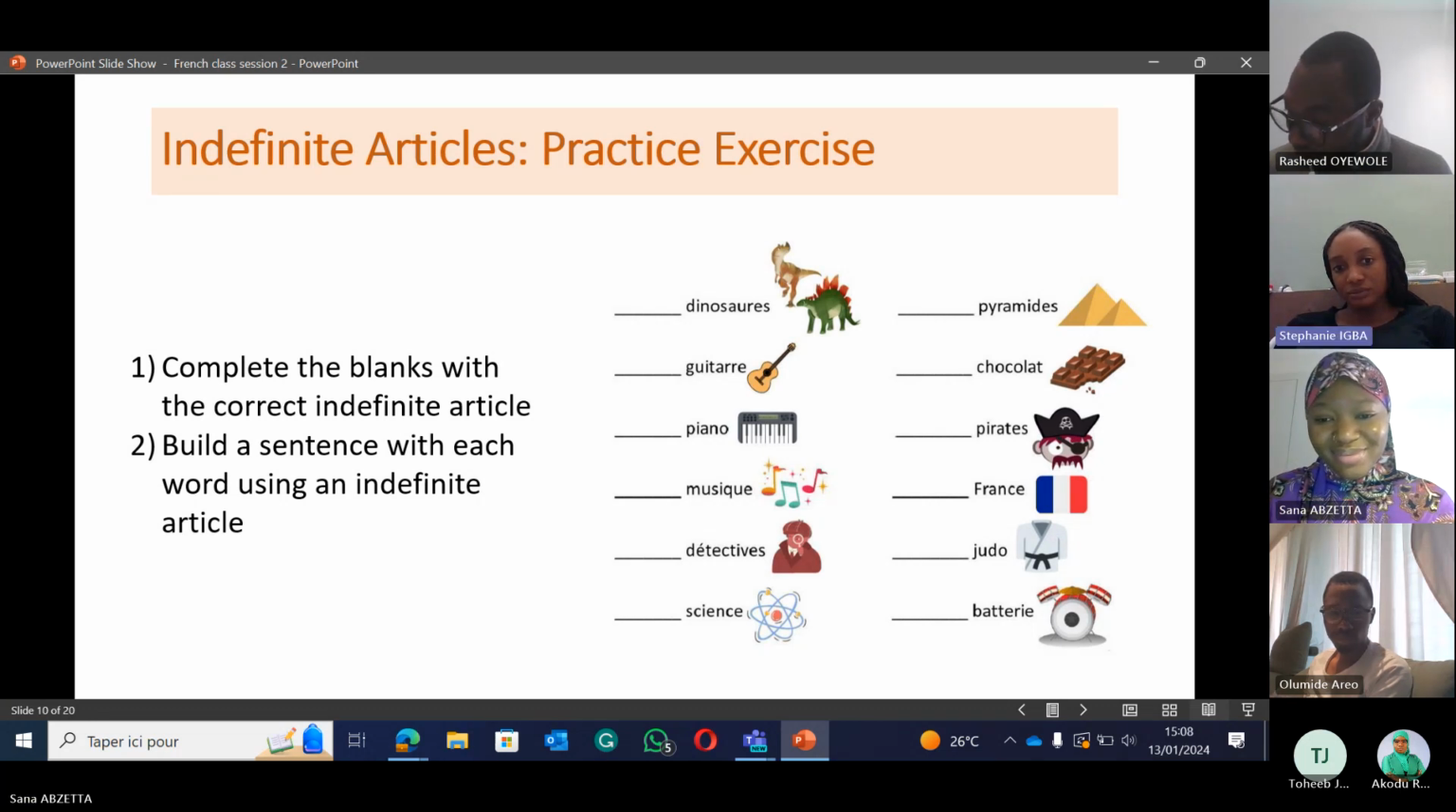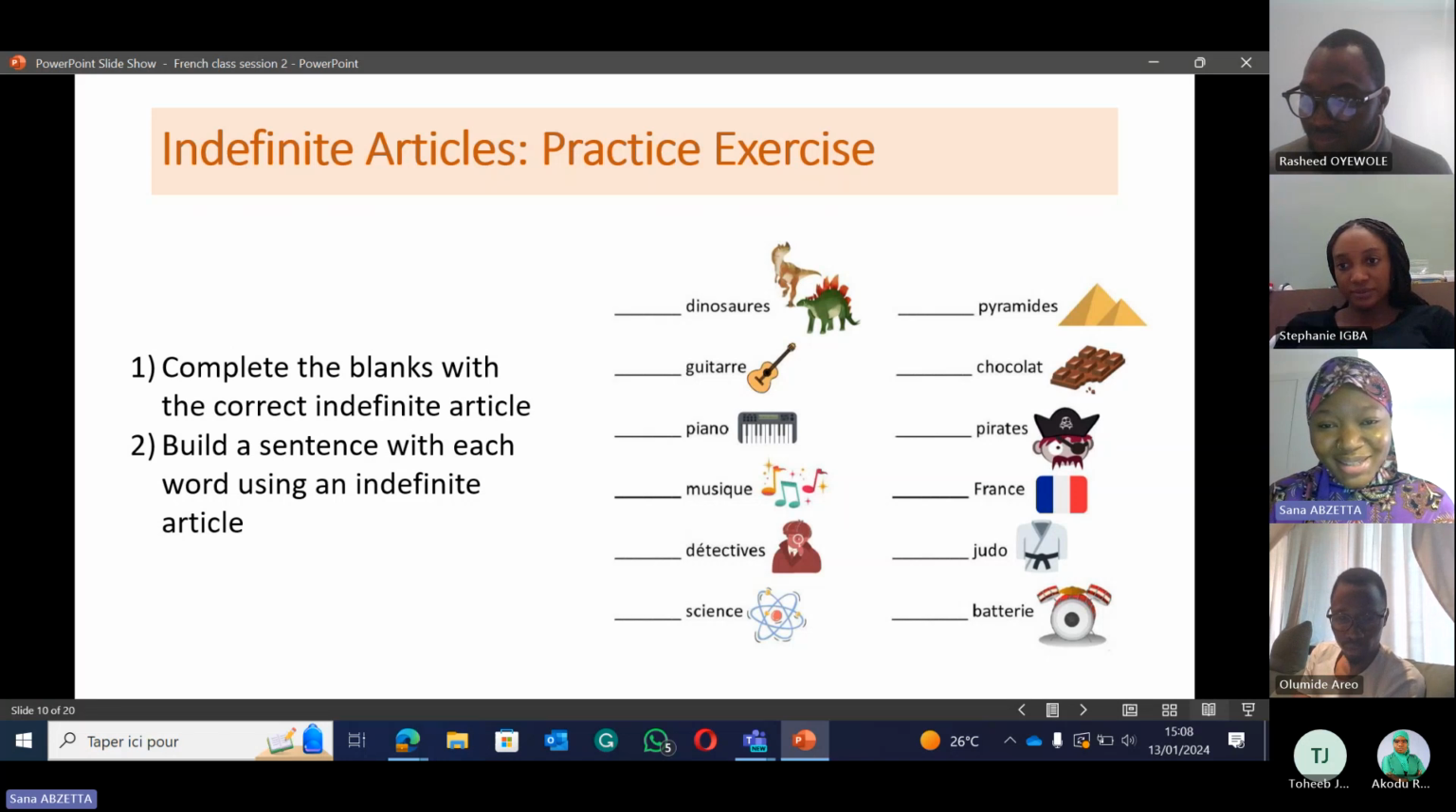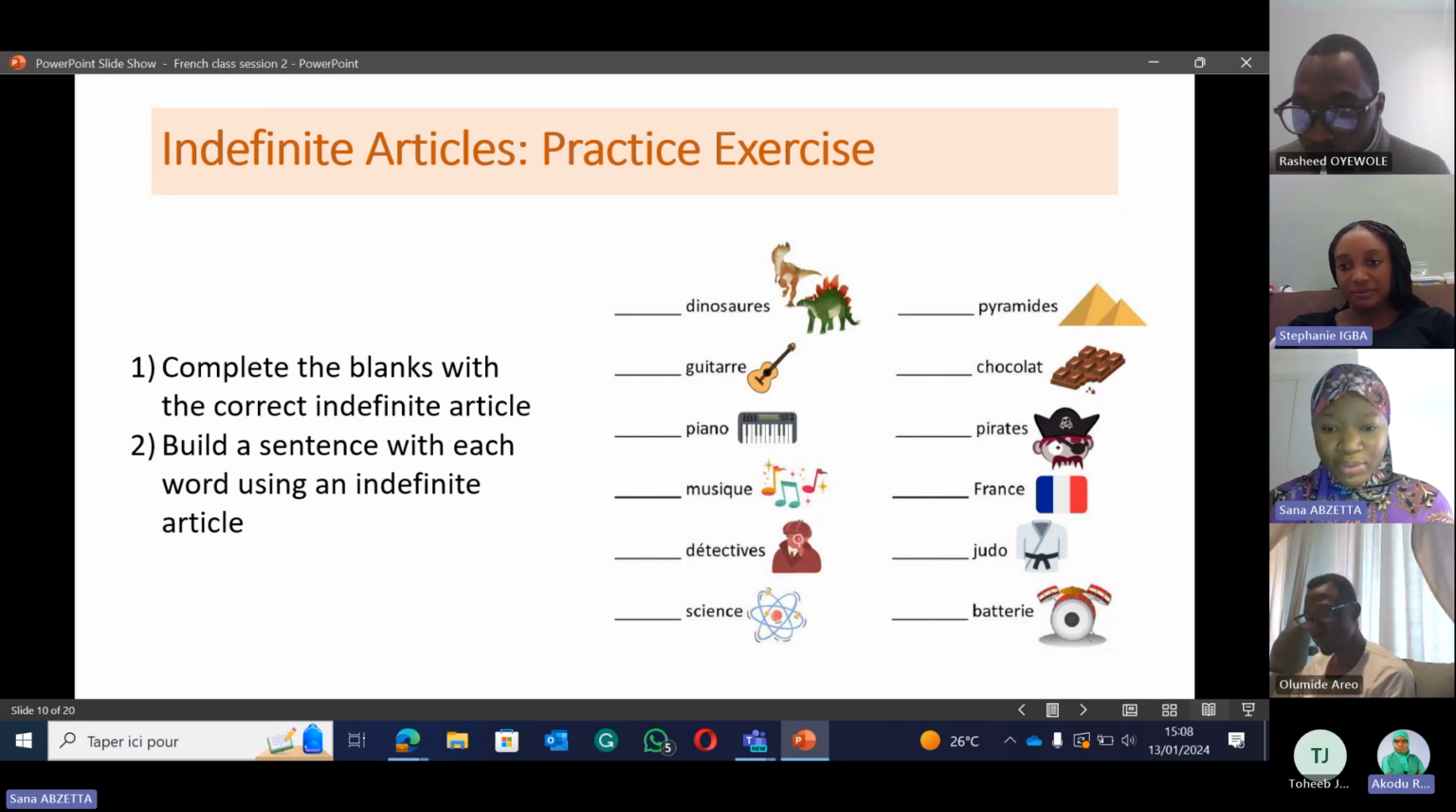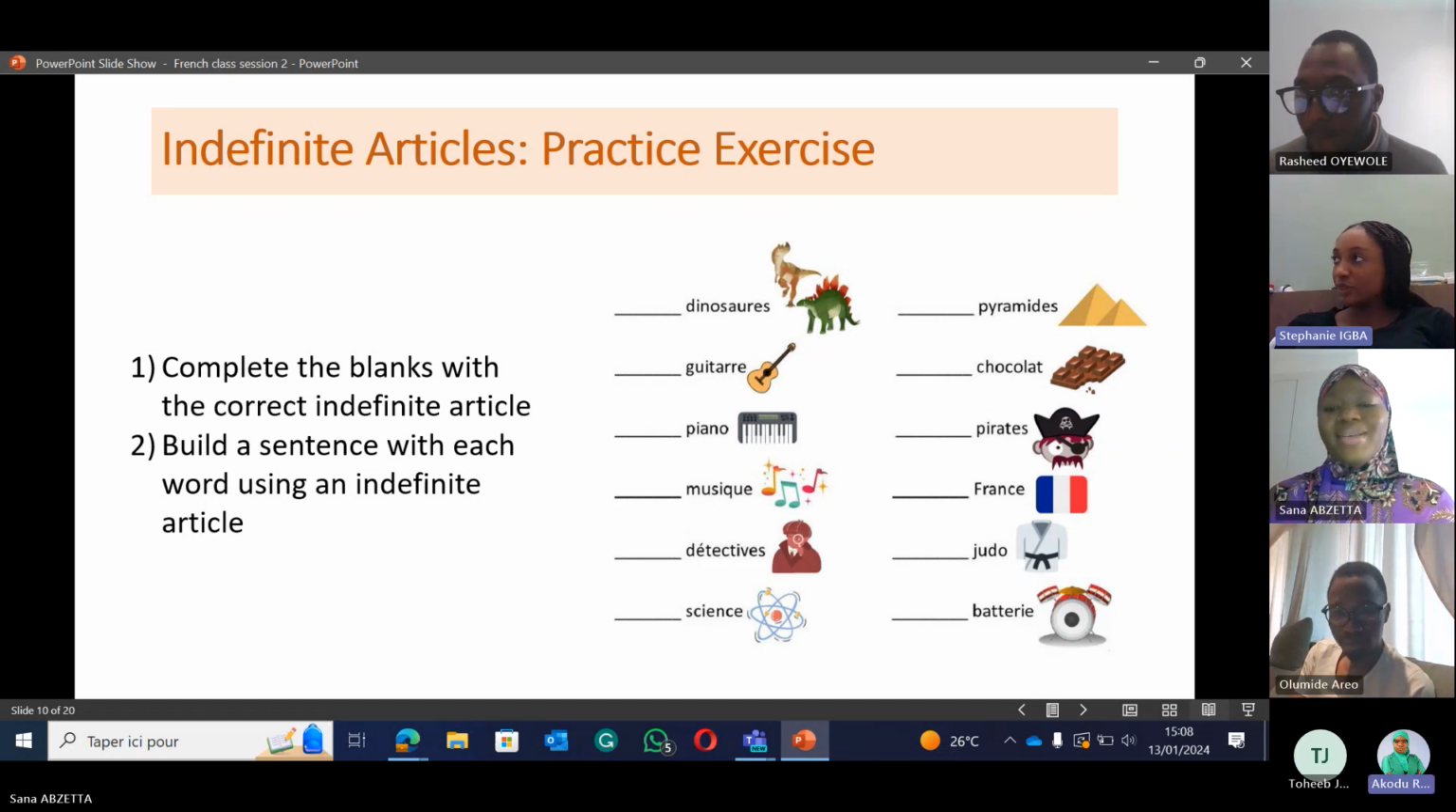Musique. Une musique. Good. This one, did everyone get it right? Yes. Oui. Okay. Detective. Here, I hope you paid attention that there is an S at the end. And in French, most of the words that have an S at the end are plural words. Des. Yeah. Okay. Detective. Good.